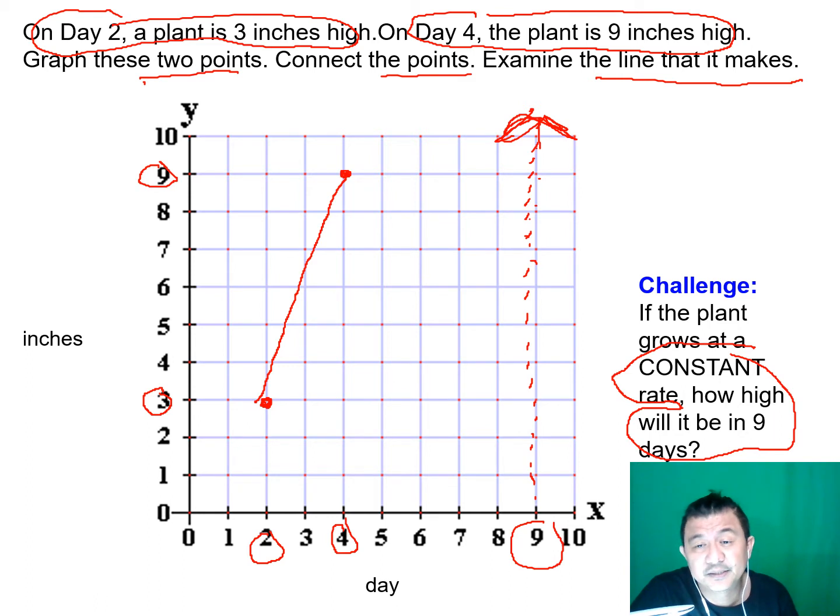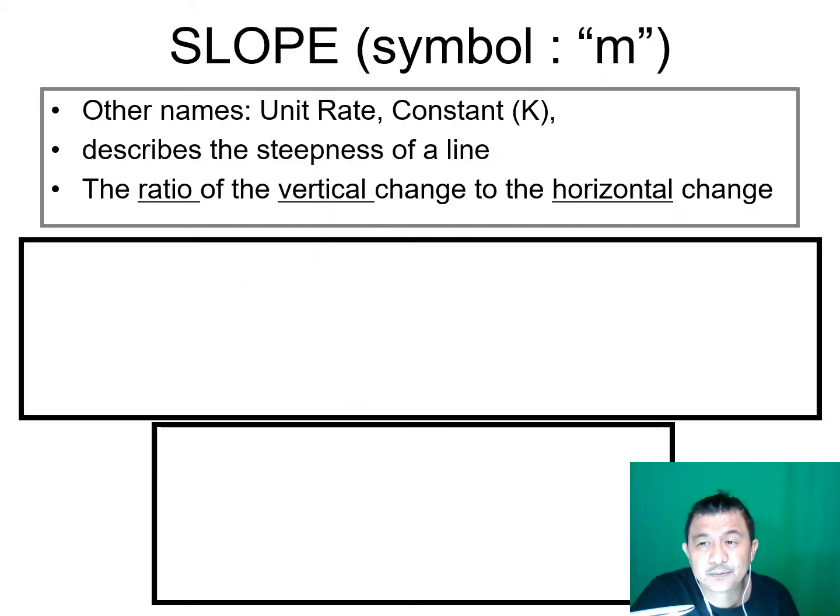I can either make a bigger graph or look for a pattern here, look and observe what happens. How did the change occur, right? Check it out. How did the changes occur? How much going up and how much to the right, okay? And only then can I determine what the height is on the 9th day. Again, we will know that through slopes.